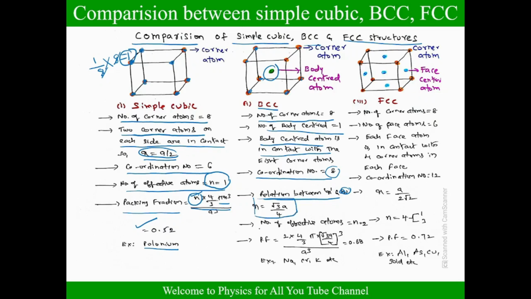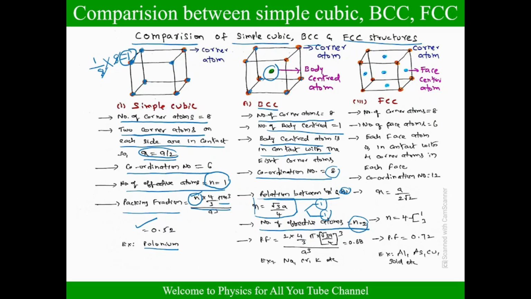Now we have to calculate the effective number of atoms in this BCC structure, which is equal to 2. Now how do we get 2 out of the 2? One atom is at the corner after sharing, and the other atom is at the center of the body, which is not shared by any other unit cell. Therefore, the total number of atoms after sharing is equal to 2.